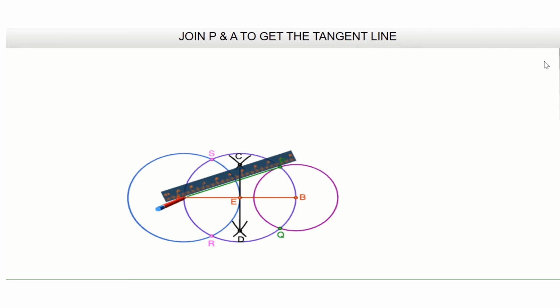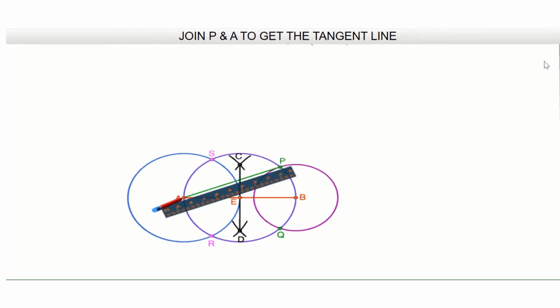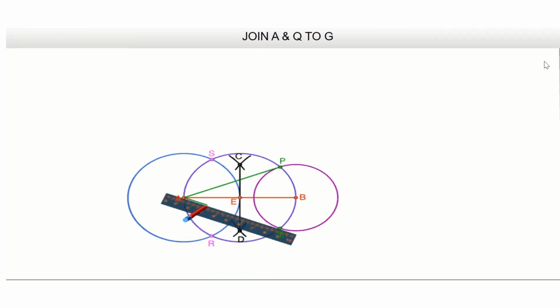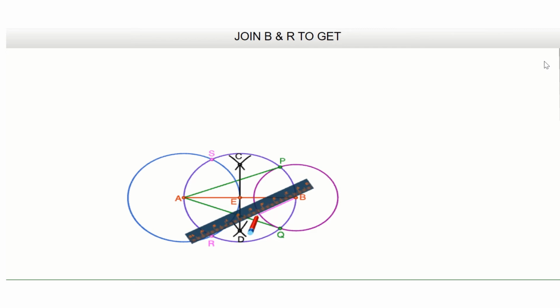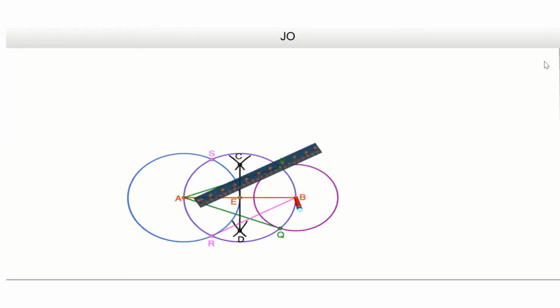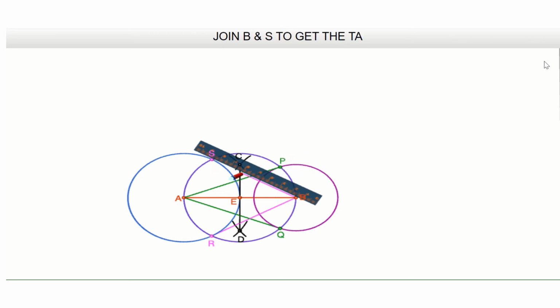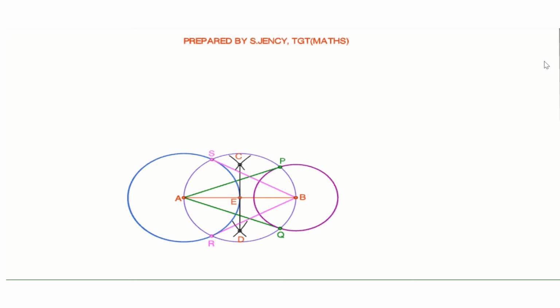So, A to P and A to Q. Right? Next, from B to R and B to S. So, these are the required tangents we have drawn.